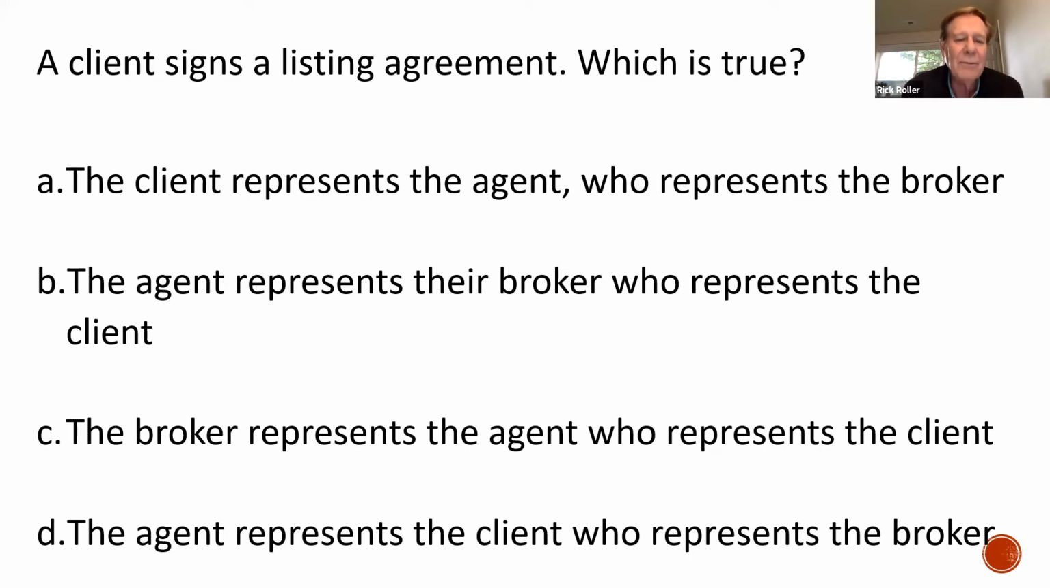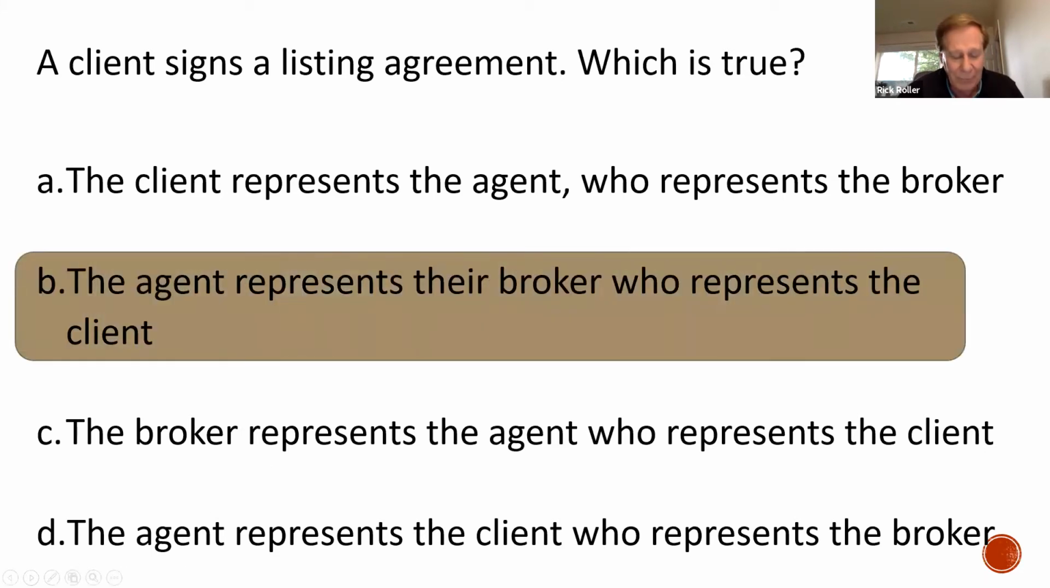The agent represents the client who represents the broker? No. No, guys. The only one that makes sense here, obviously, is B. The agent represents their broker who represents the client. It goes principal, which in this case is the client. The agent is the broker and the sub-agent is you. So it goes principal, agent, sub-agent when you're talking about agency.